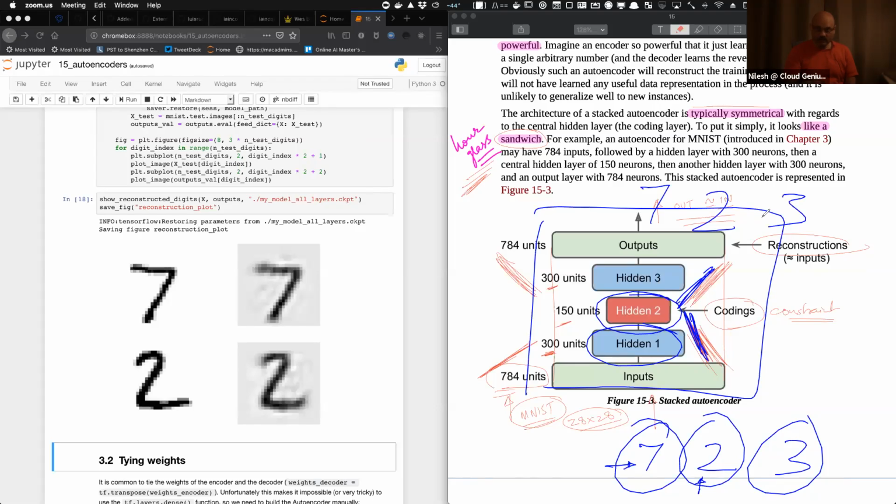That's the underlying concept. Output matches input. Output kind of sort of matches input. Not exactly matching, as you can see, they're not exact matches, but good enough matches. In fact, any person can tell that this is 7 and this is 7 and this is 2 and this is 2. It's unambiguous.